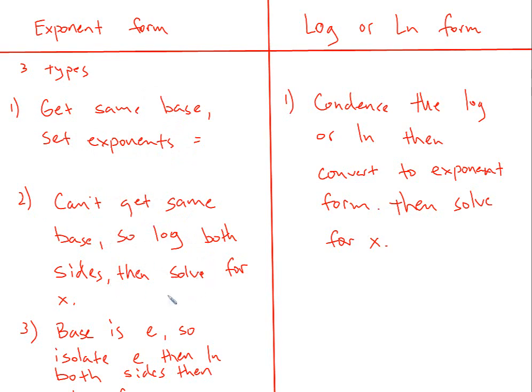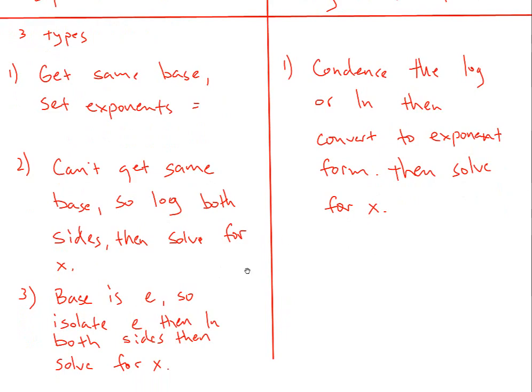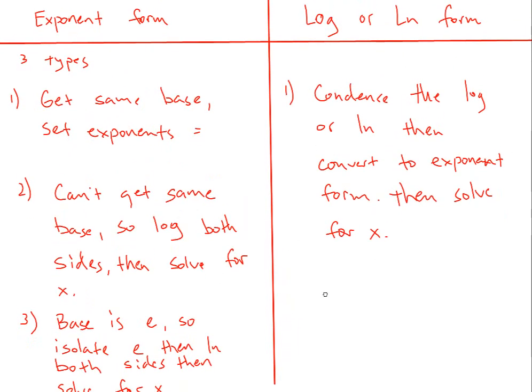And then there will be problems where the base of the exponent is e. If the base is e, generally you'll want to isolate e, then natural log both sides and solve for x. Unless the problem happens to be some sort of quadratic, and you'll see an example of that later.